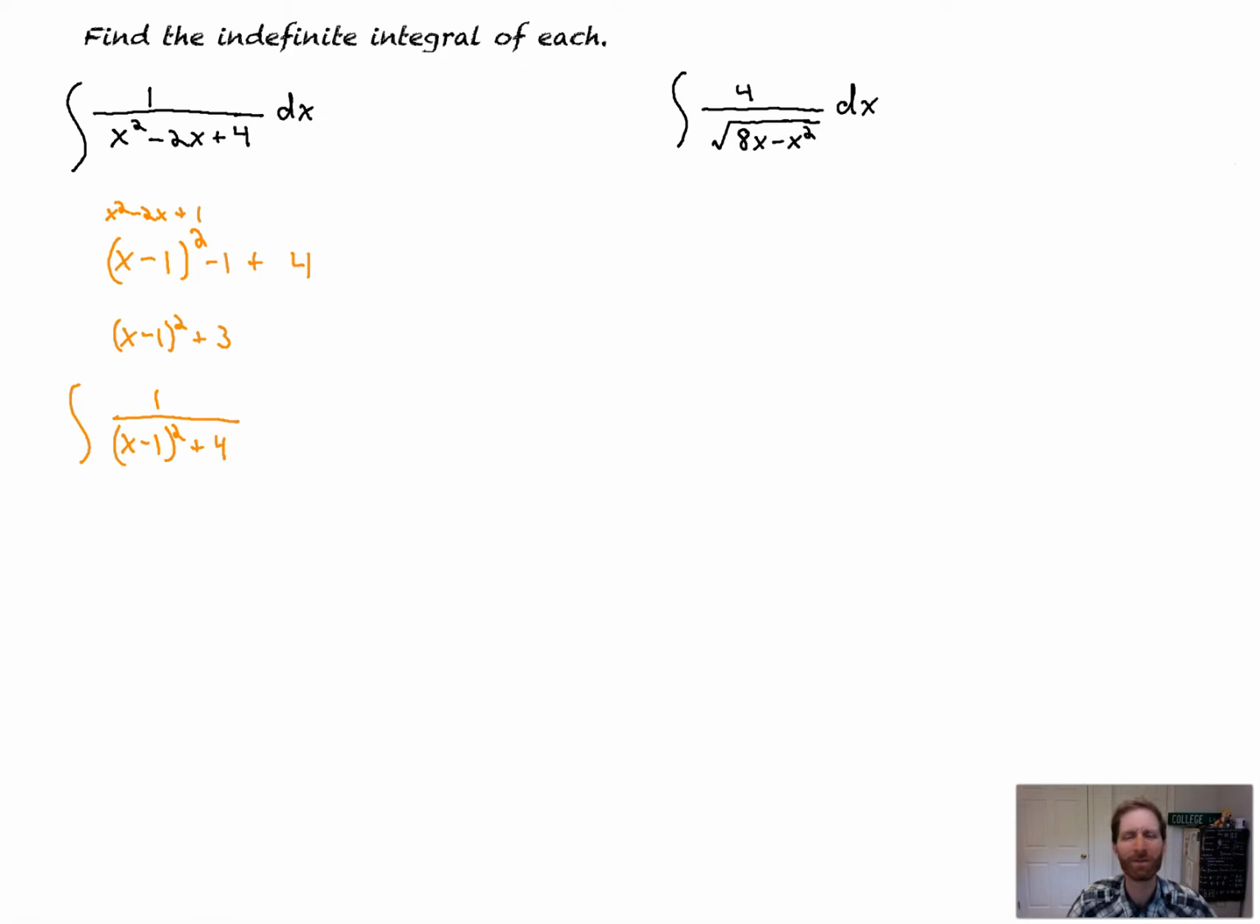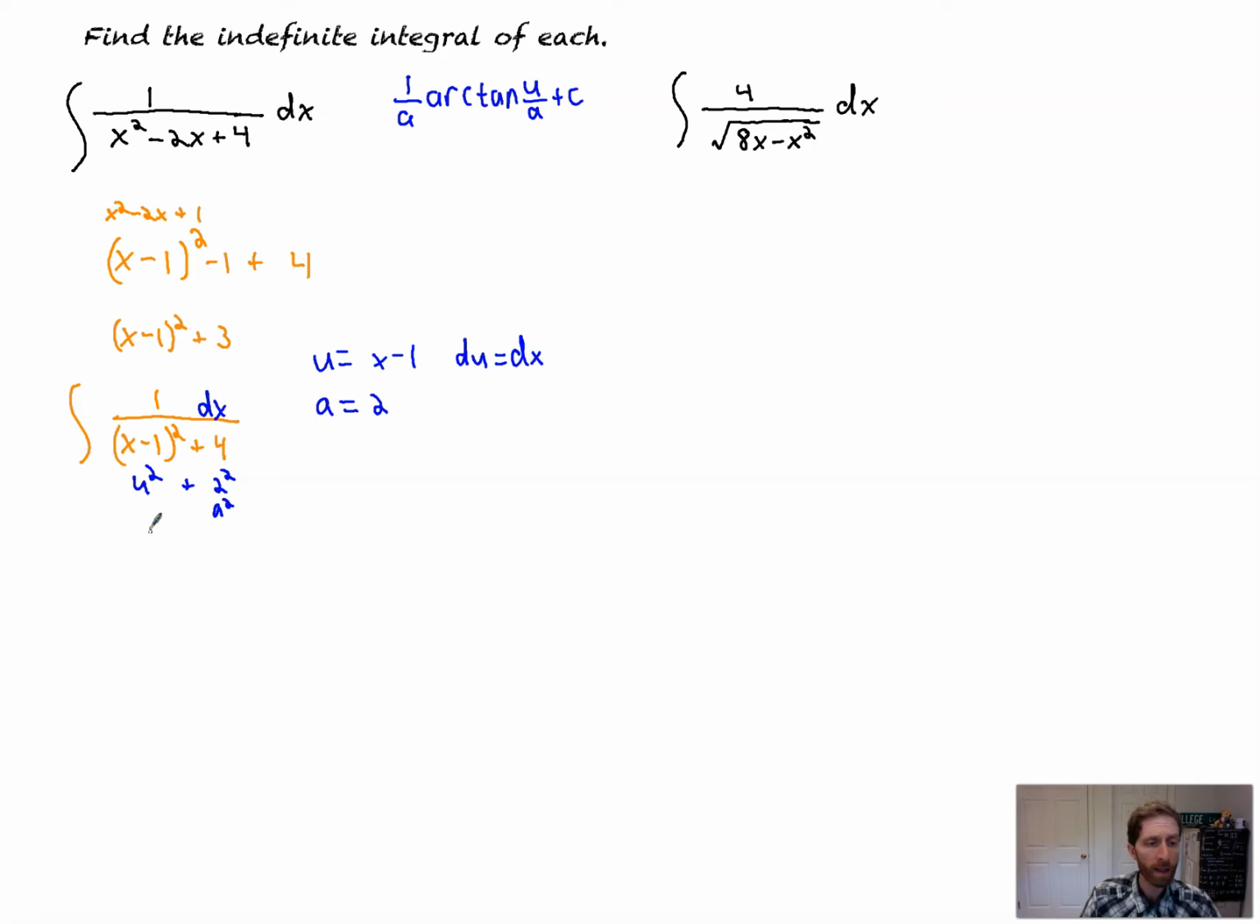And you might be like, well, how's that inverse trig? Here we go. Looking at this, this is u squared and this is a squared. That's 2 squared, which is a squared, and this is u squared. So u is equal to x minus 1, and a is equal to 2 in the format. Remember our formula: 1 over a arctan of u over a plus C. If u is x minus 1, then du is equal to dx. I like to put that in template form, so dx is du, u is x minus 1, so we get u squared plus a squared, where a is equal to 2.